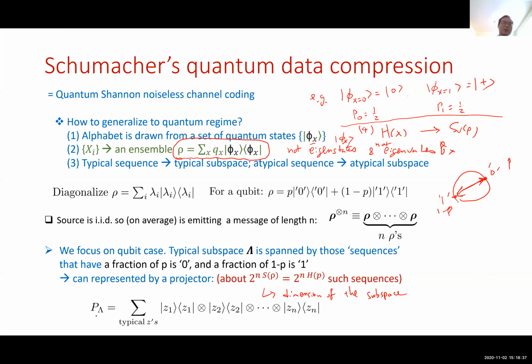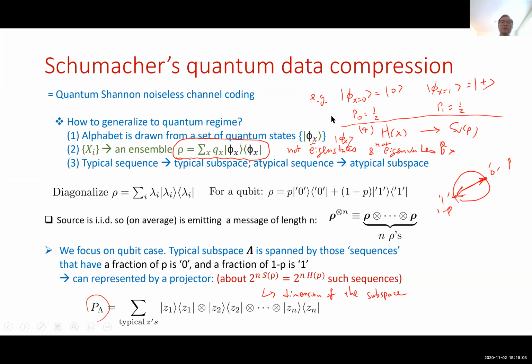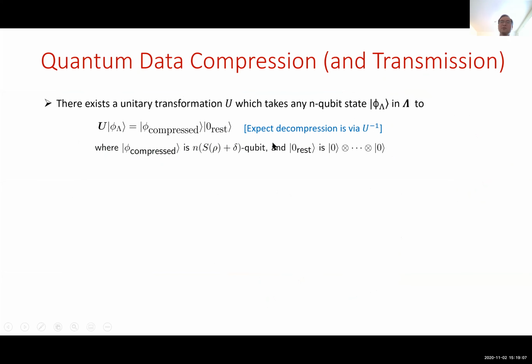Okay, and I can write a projector to that subspace. So you just need to slightly extend the notion. But what that means is we can take a unitary transformation, take an n-qubit state phi. These phi would come from maybe emitting these states.